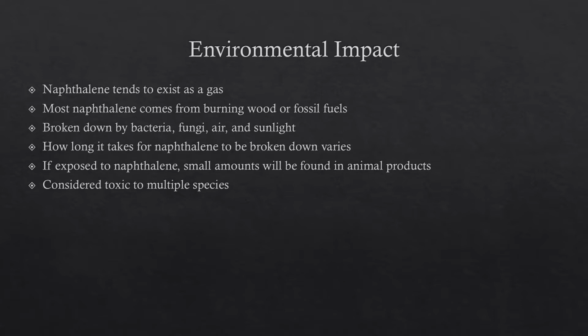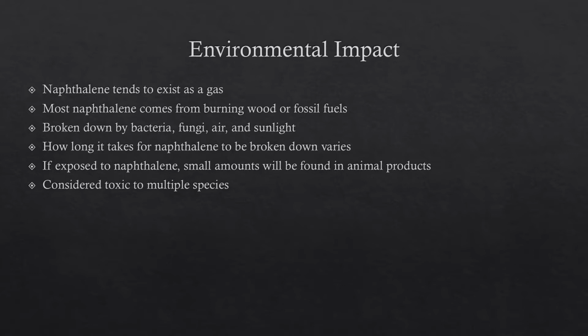Most naphthalene in the environment will exist as a gas. Some of it may be bound to soil or taken in by plants or be deposited on plant leaves from the air. Naphthalene mostly enters the environment by the burning of wood and fossil fuels. Approximately 10% comes from coal production, less than 1% from losses during naphthalene production, and small amounts come from cigarette smoke. Naphthalene can be broken down by bacteria, fungi, air, and sunlight.